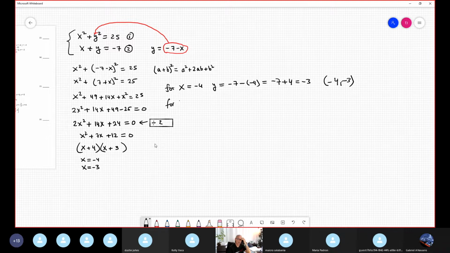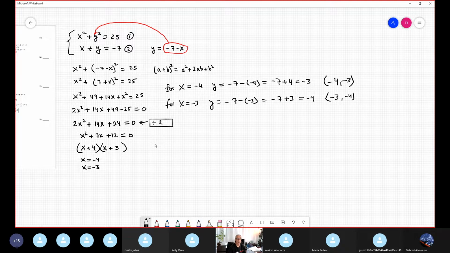Likewise, for x equal -3, y is equal -7 minus -3. Entonces, -7 plus 3 es -4. Therefore, the point is -3, -4.